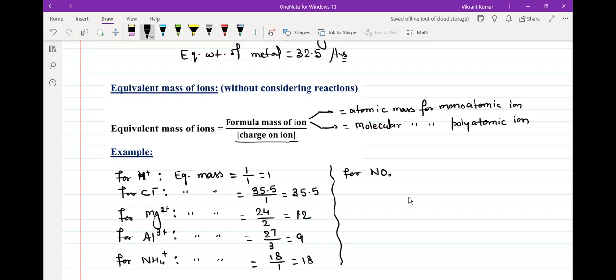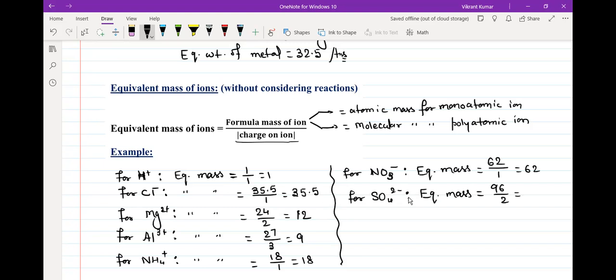So if I ask for NO3 minus, the equivalent mass will be, if you calculate the molecular mass, it comes to 62 upon 1, so that's why it is 62. If I ask about sulfate, this will have an equivalent mass, if you calculate the molecular mass, it comes to 96, so that much by 2, it is 48. For phosphate, if you write the equivalent mass, 95, so that will be 95 upon 3. Okay, you have to look at the charge too.